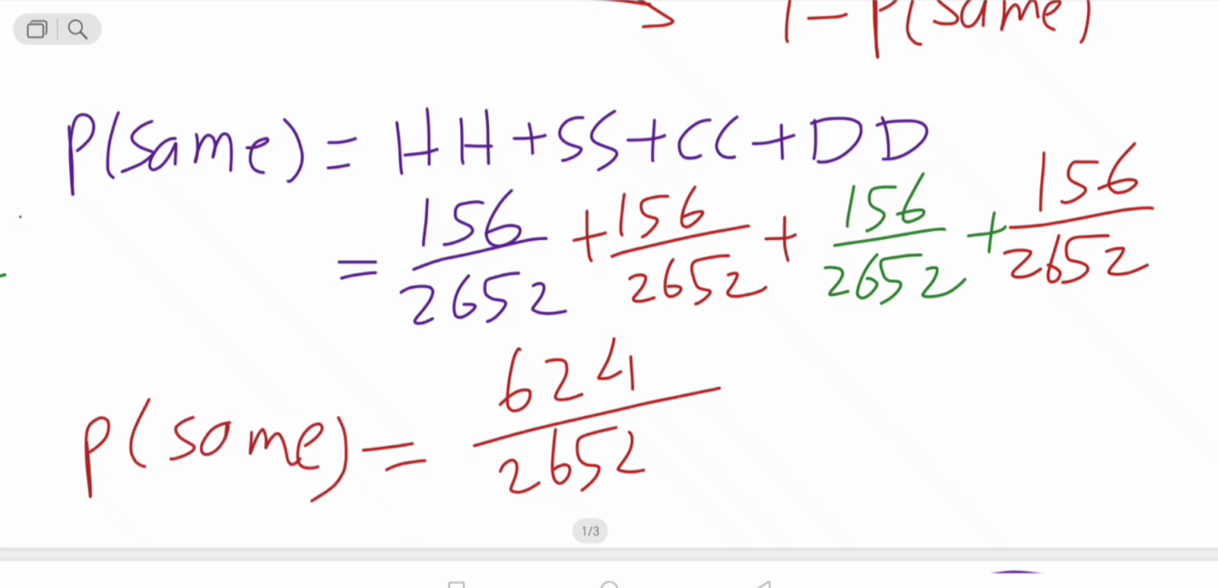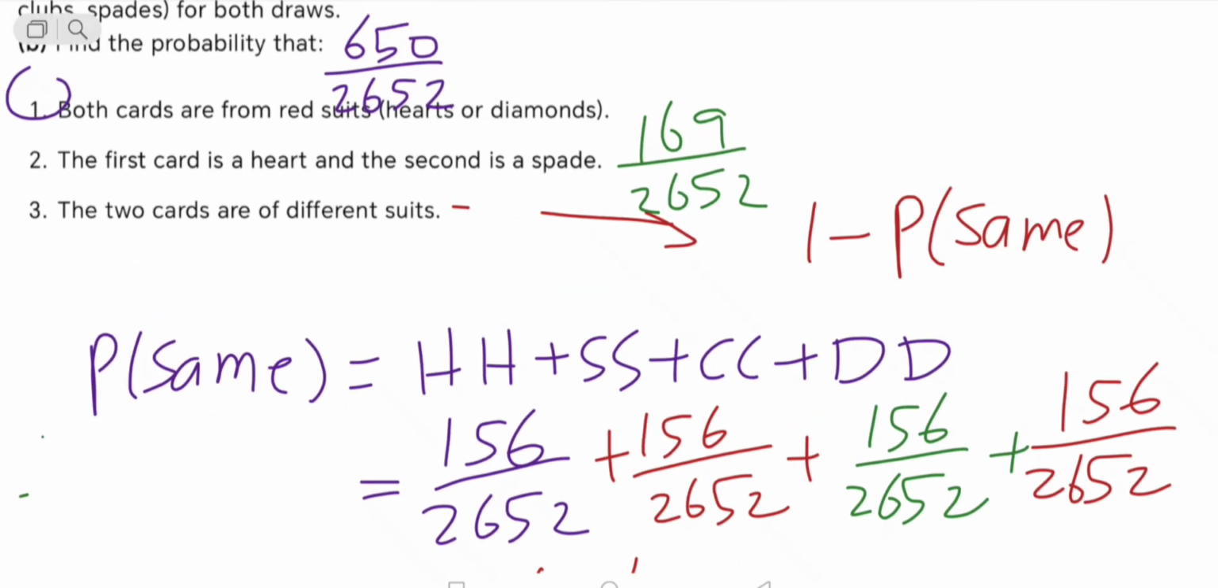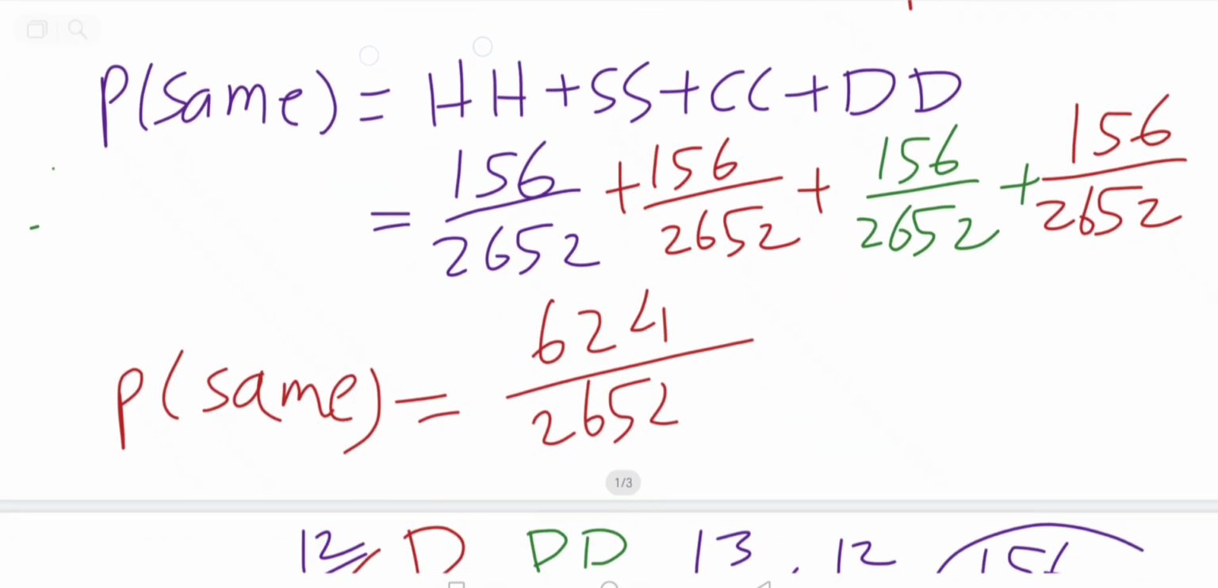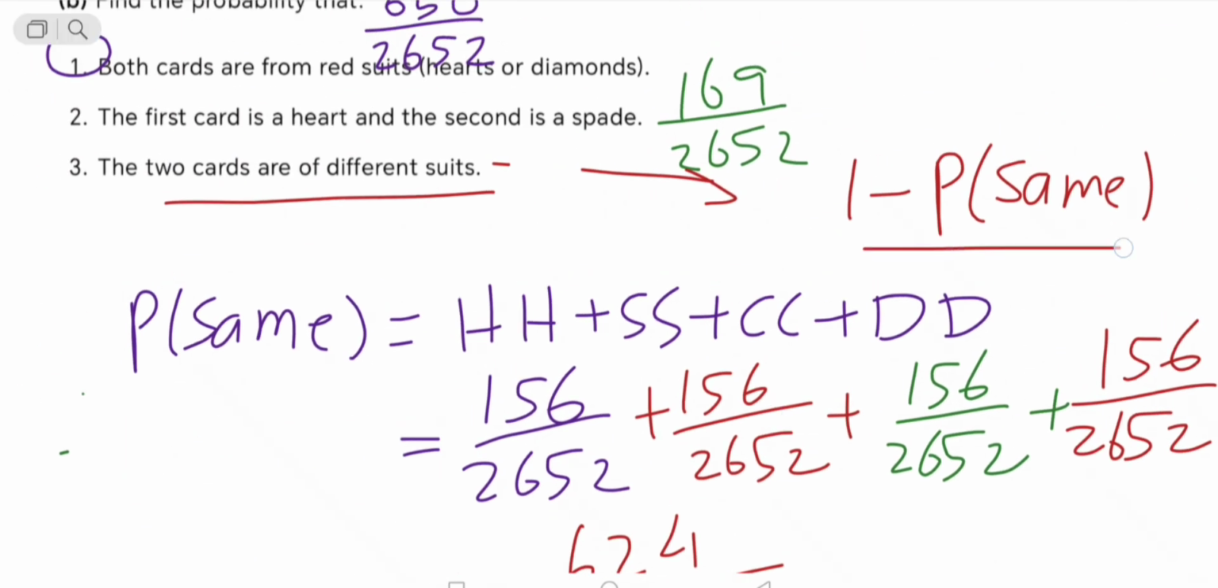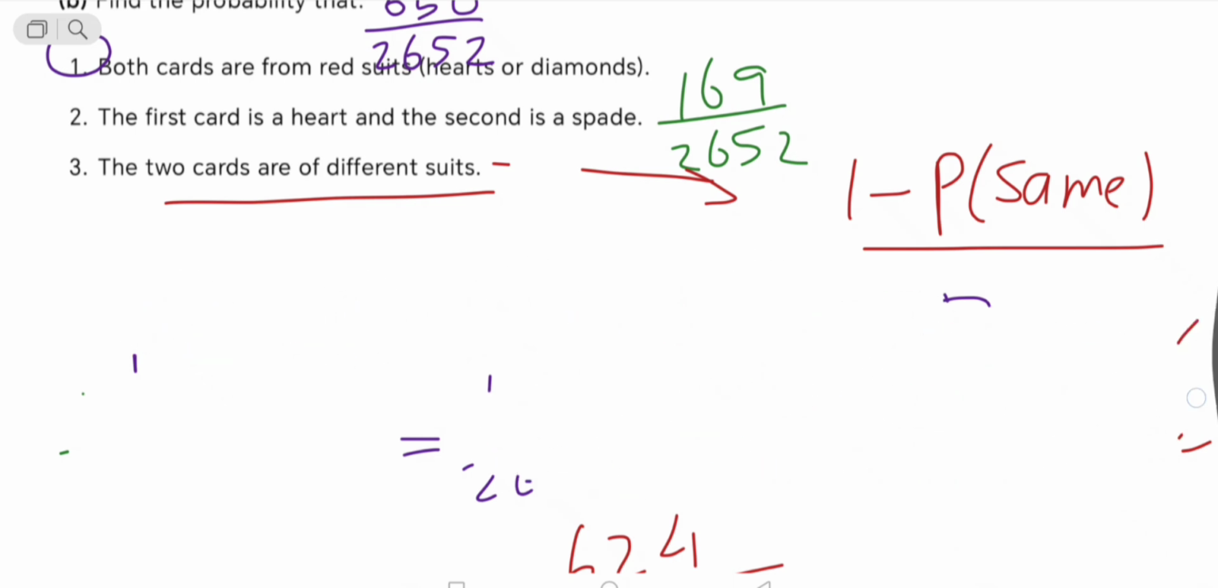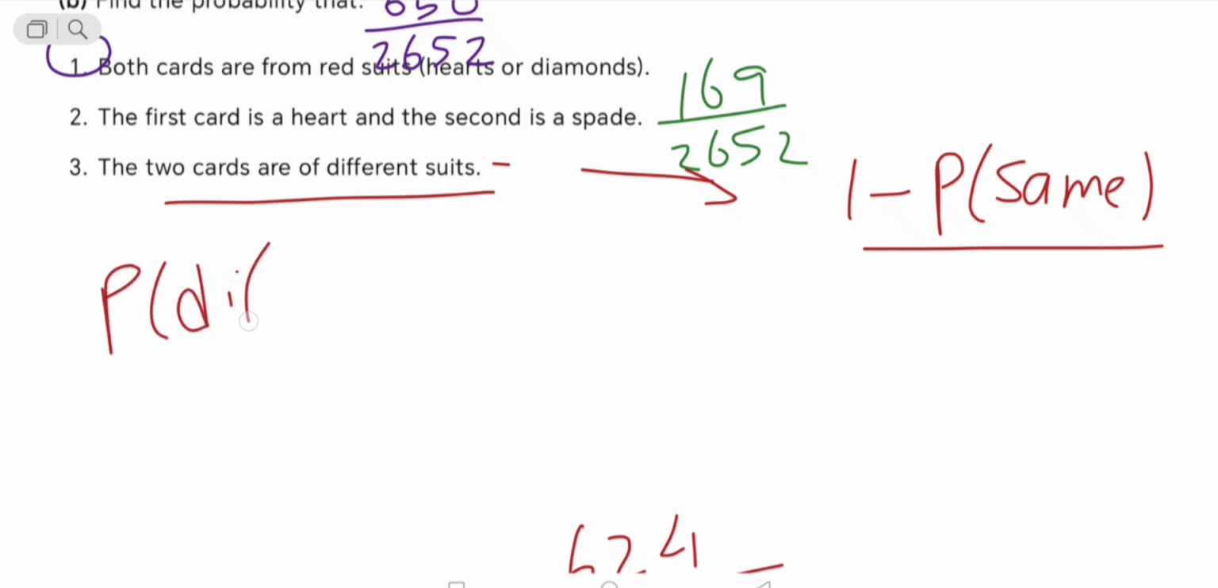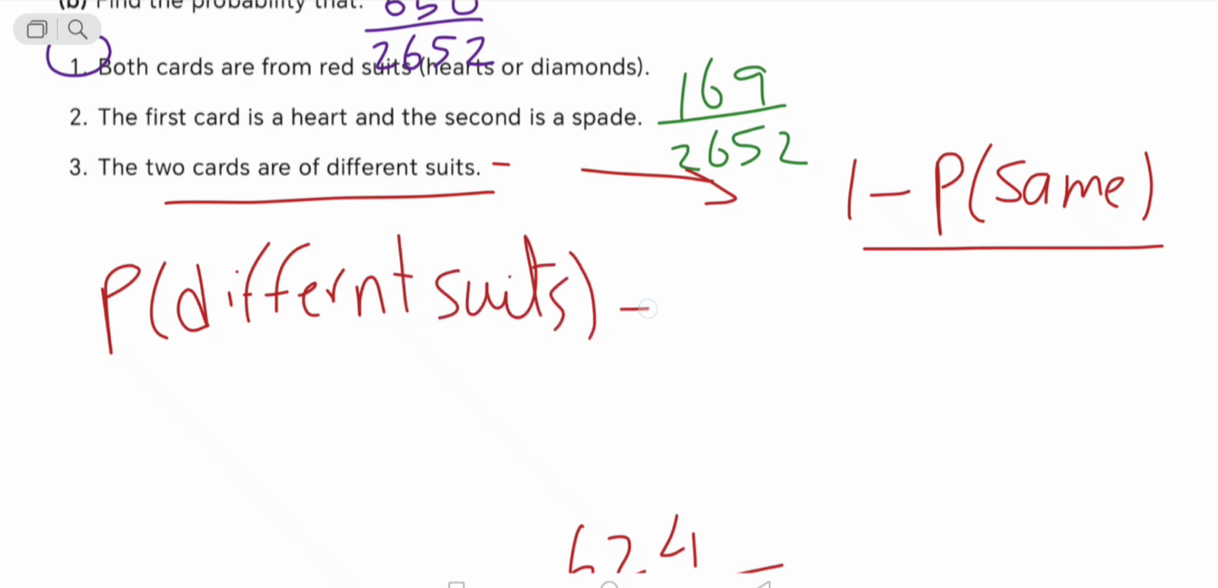But our question is to find the probability of different suits. So this is the same suits. To find the different, we will subtract from 1, as I told you in the beginning. So let's start to find this one. Probability of different suits equals 1 minus probability of same. What is the probability of same?